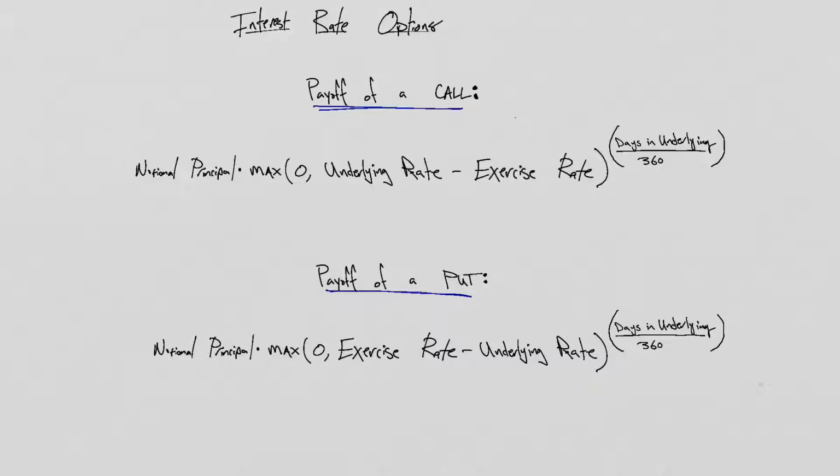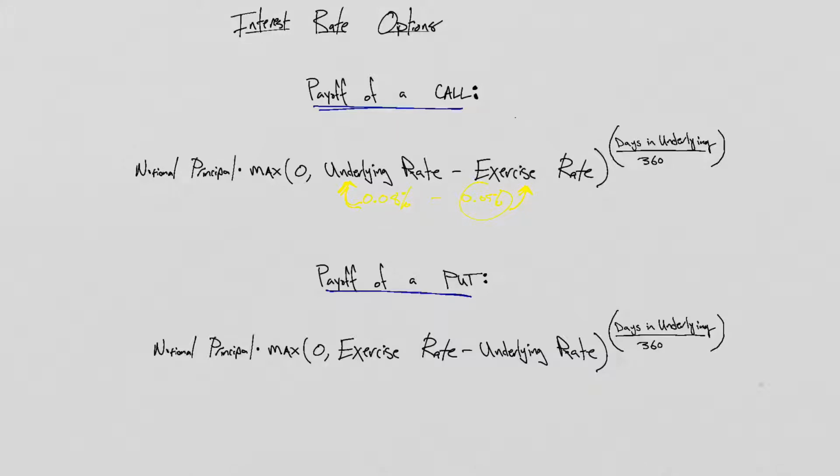With an interest rate option, we're looking not in terms of prices, but in terms of rates. So the profit will be based off of two interest rate differentials. We still have an exercise rate or an exercise price and the price of the underlying. It's just that these two are interest rates instead of prices.